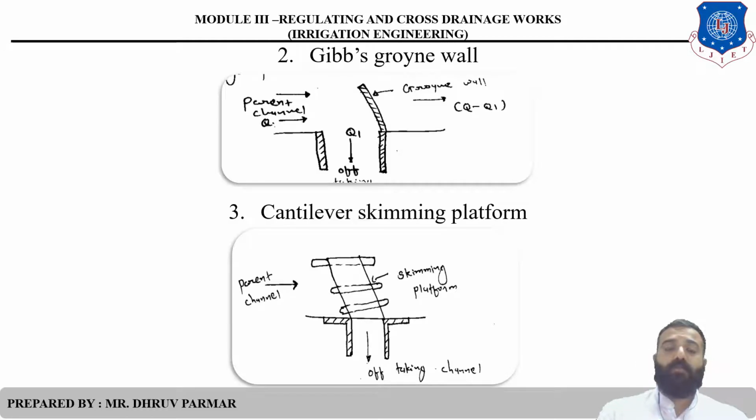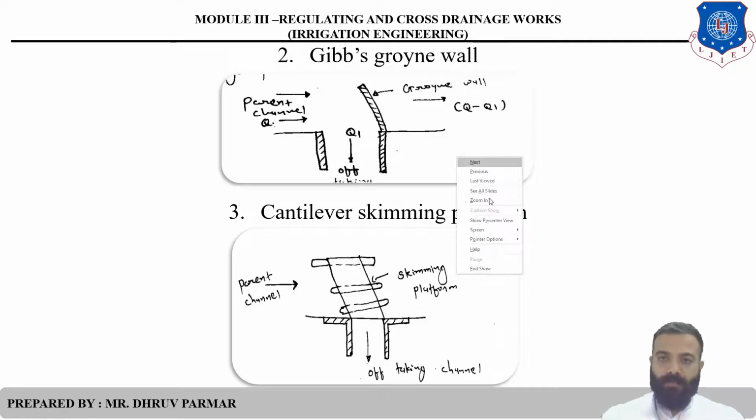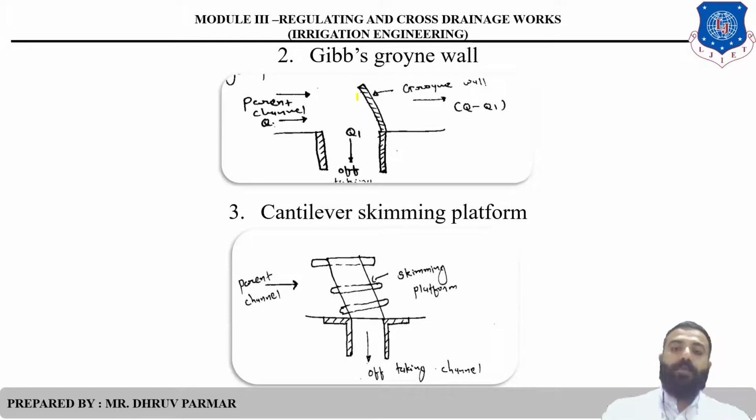Then the second one, Gibbs groyne wall. Just a minute, I will show you. In this structure, the abutment of the downstream side is extended towards the upstream side of the parent channel. That groyne wall divides the water, where the total discharge is Q, into Q minus Q1 and Q1.